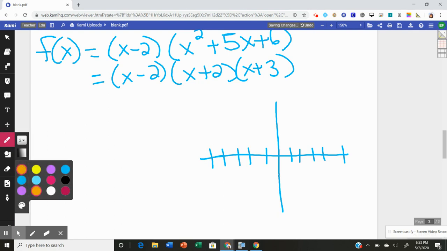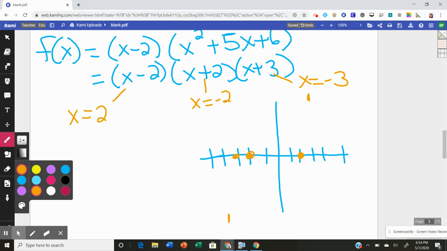Let's say we're going to have a root at positive 2. So it's going to be an x equals 2, at negative 2, and at x equals negative 3. We are looking at a positive third degree polynomial. Therefore, our end behavior, we're starting out in this negative direction here. And as x approaches positive infinity, our function is also going to be approaching positive infinity.